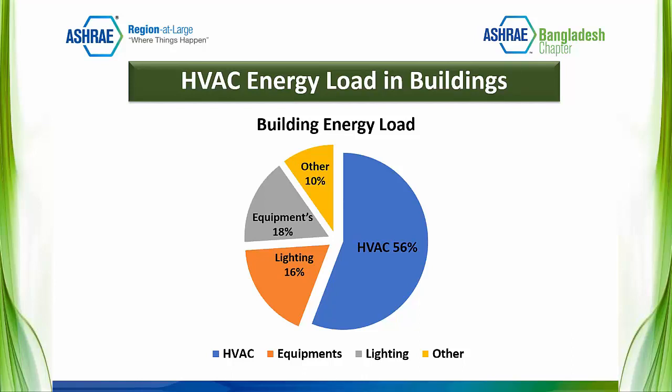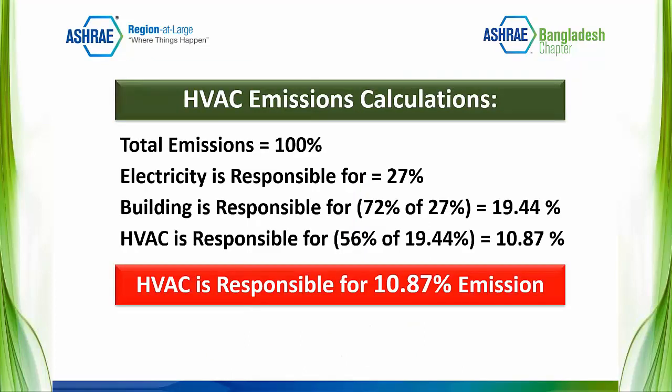So now we come to a little bit more micro level, the HVAC level. Let's link together. See, total emission is 100%. Electricity is responsible for 27%. Building is responsible for 72% of that 27%, which is 19.44%. And HVAC is responsible for 56% of those 19.44%, which is 10.87%. Almost total emission, 11% comes from HVAC. You understand that? How important this is?